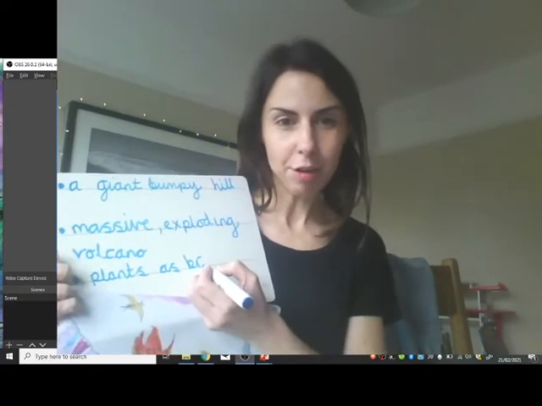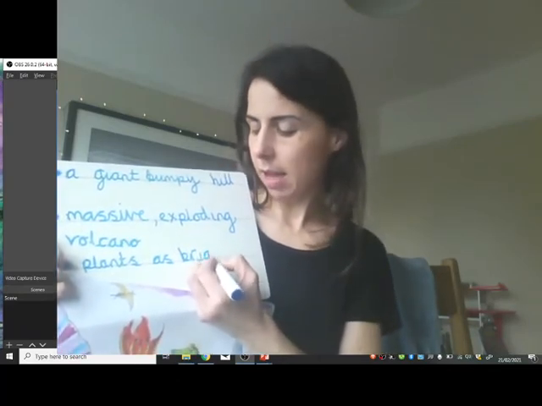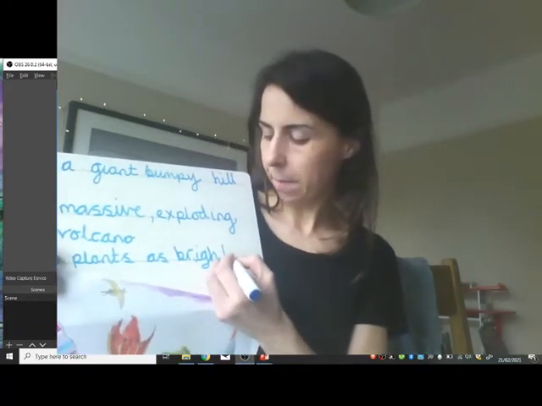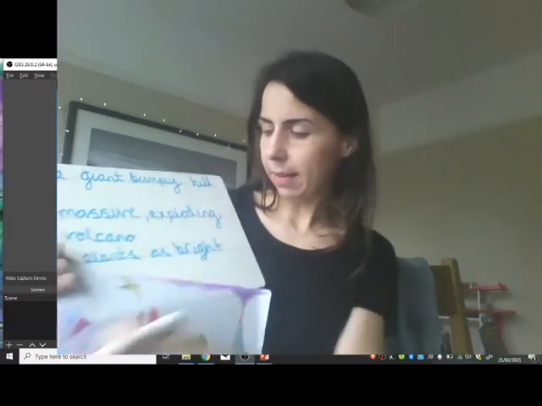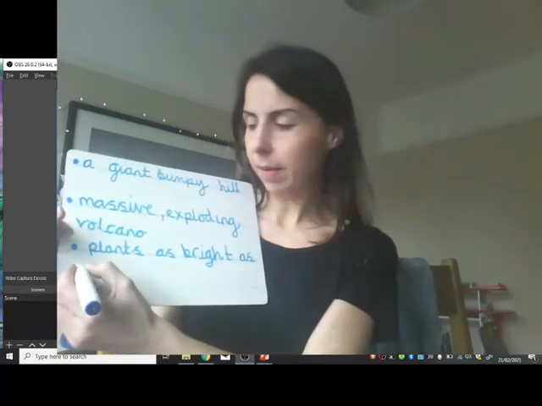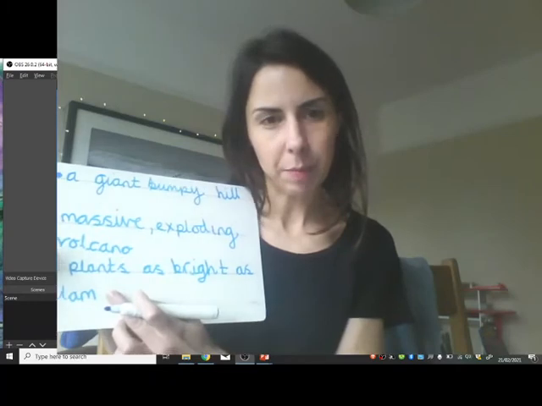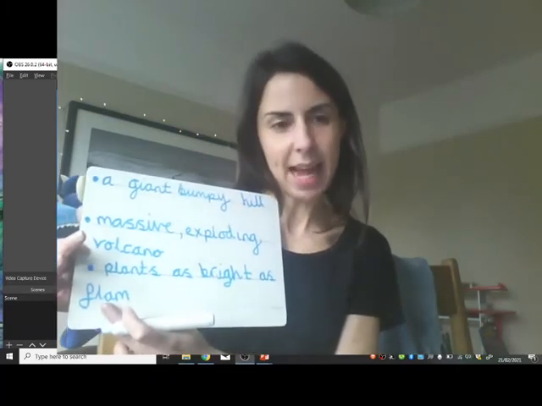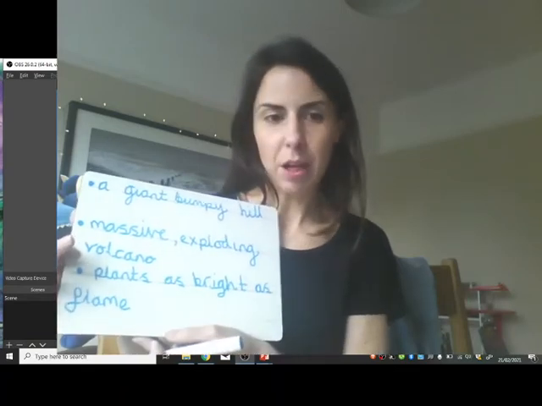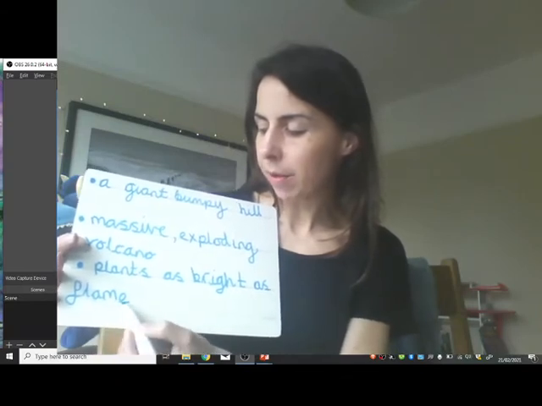I. Do you remember our trigraph? Phase 3 trigraph. The I, g, h this time for the I. Bright. Plants as bright as flames. I'm going to write flames as flam. And some of you remember that we put a special letter here to turn that into an A. So that's our split digraph. We haven't learned that yet, but some of you did know that in year 1. So the A is now an A because we've got our E. Flames.